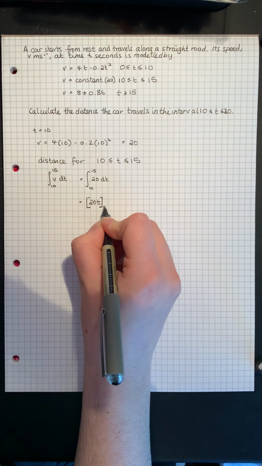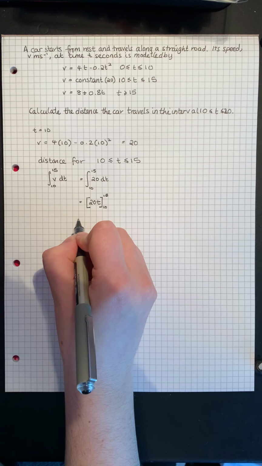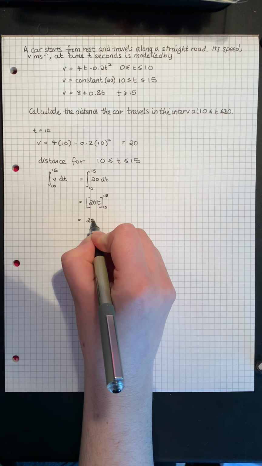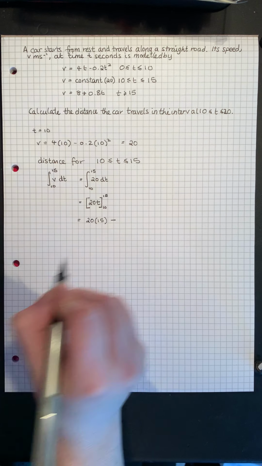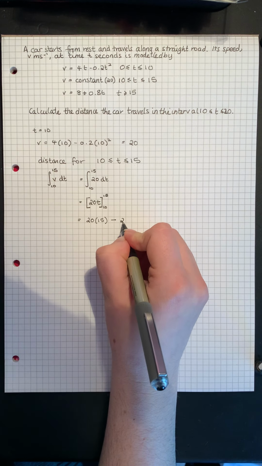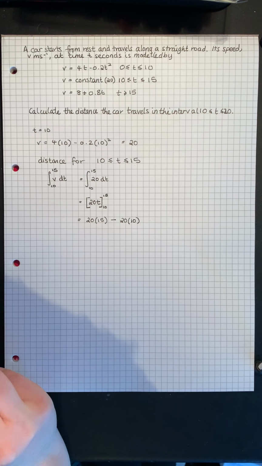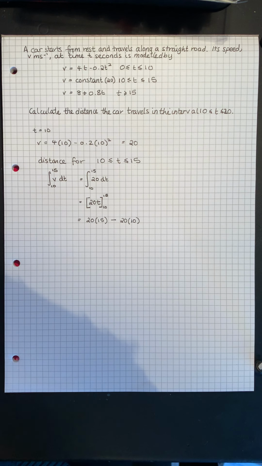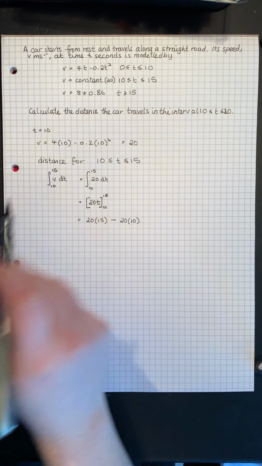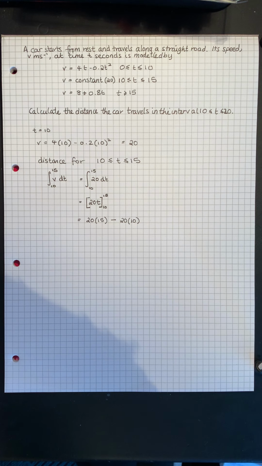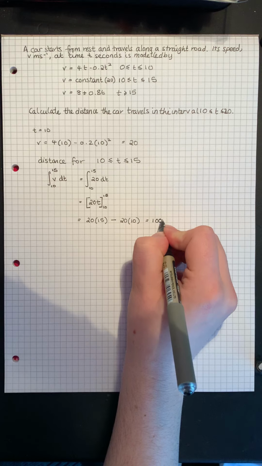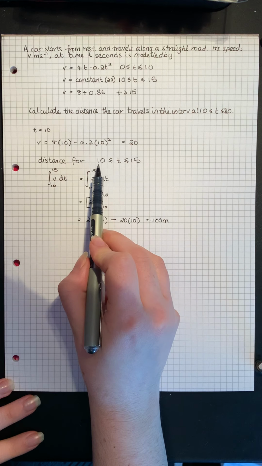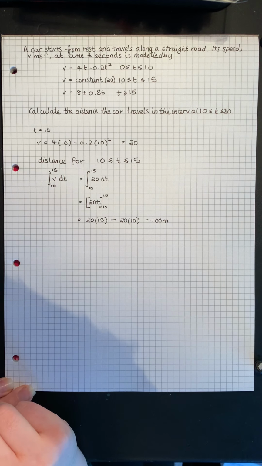Now we can evaluate that. That is 20 times 15, so we substitute in the upper limit, then we take away 20 times 10, substituting in the lower limit. And that will give us a distance travelled for 10 to 15 of 100 meters. So between 10 seconds and 15 seconds, it travels 100 meters.